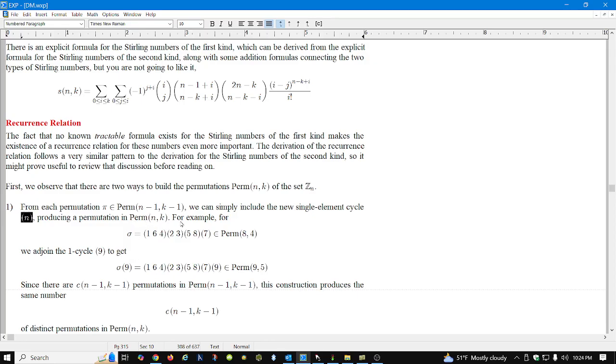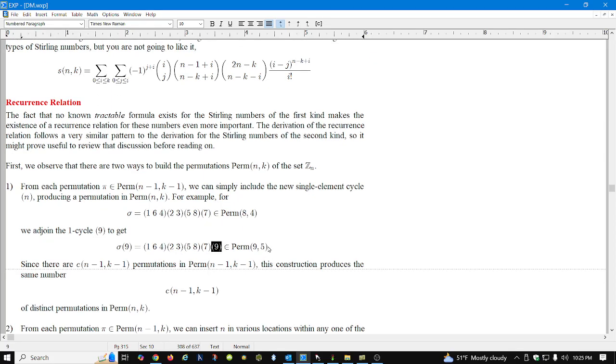So here's an example. This is a permutation of size 8, a permutation of Z8 that has 4 cycles. And I just adjoin, or append, a one-element cycle with the element 9. So here it is at the end. And this is now a permutation of Z9 with 5 cycles.